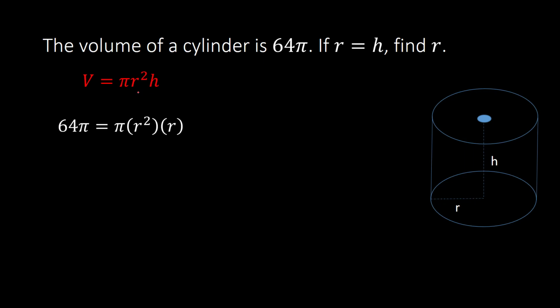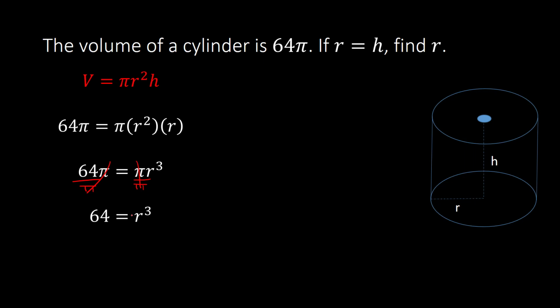So what I have instead would be pi times radius squared times the radius. The volume we know to be 64 pi, so I can plug that in for volume. And then I can solve this for r, because r squared times r would be r cubed. And then I can solve this by getting rid of the pi away from the r. So divide both sides by pi. And now the pi's are gone. I'm left with 64 equals r cubed.